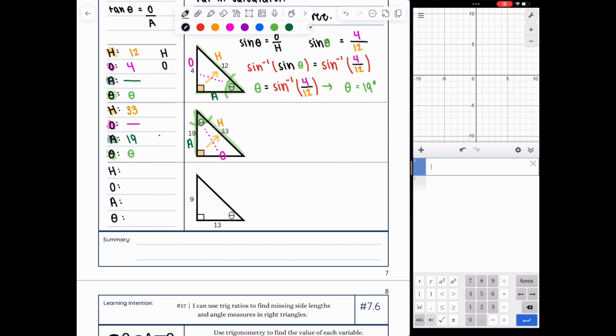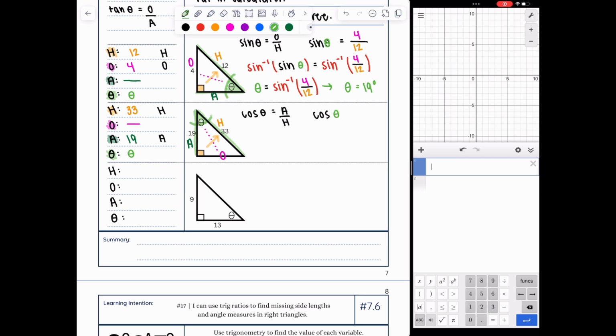I know where theta is, I know what my hypotenuse and my adjacent are, but I don't know the opposite side. So that leads me to the trig function, cosine. The cosine of theta is the same as the adjacent side being divided by the hypotenuse. So these are two equivalent ratios.